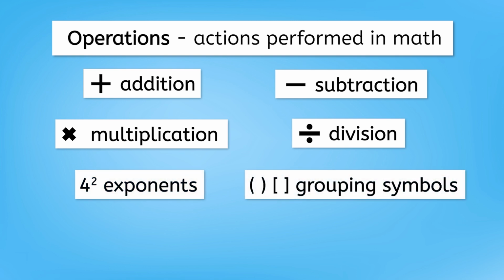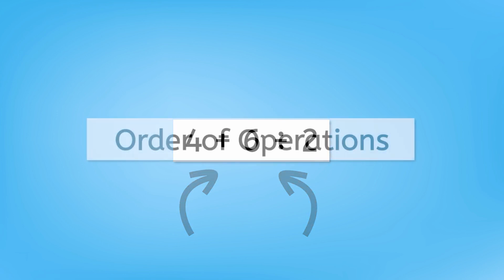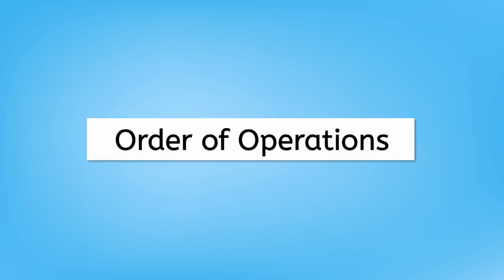When solving problems with more than one of these operations, we follow a specific sequence or order. Remember the problem from the mine? I started with addition and Mia started with division. This must be why Mia and I got different answers. Let's discover what the right order is and how we can remember it.